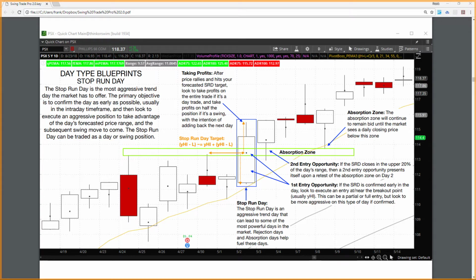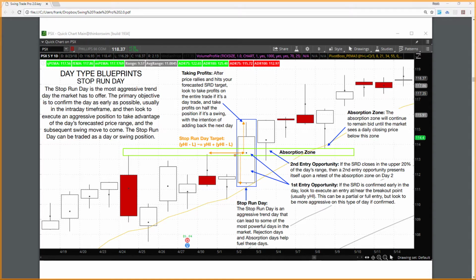So the stop run day is an aggressive trend day that can lead to some of the most powerful days in the market. Rejection days and absorption days help fuel these days. This first opportunity here, if the stop run day is confirmed early in the day, look to execute an entry at or near the breakout point, usually the previous high. This can be a partial or full entry, but look to be more aggressive on this type of day if confirmed.